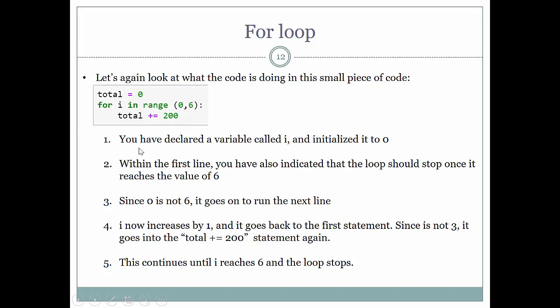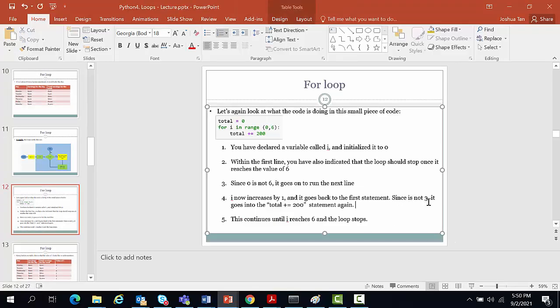So here, within the first line, we have also indicated that the loop should stop once it reaches the value 6. Since I is initialized to 0, we start by running this line: total plus equals 200. This is the in-place operator that we have learned in lesson 2. And I now increases by 1, going back to the first statement. Since I is not 6, we continue to add 200 to the total until I reaches 6 and the loop stops.